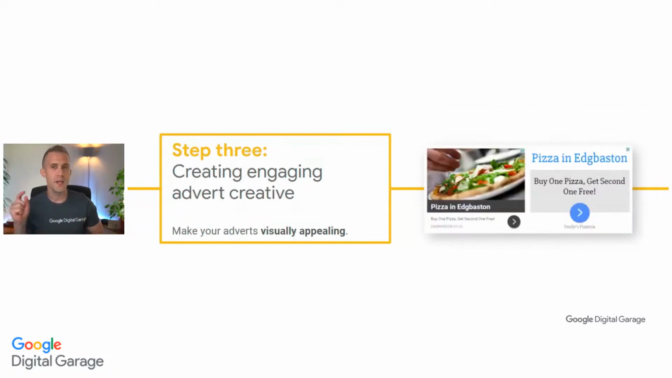Step number 3 is going to be creating engaging adverts, so making your adverts visually appealing. This is different from search advertising, because search advertising has a main headline and a few lines that follow. Display advertising is all about that visual appeal. Particularly if you had a pizza, maybe you'd show a pizza like you see right now, or a pizza with cheese melting off, whatever it may be, to capture the attention, and then have a couple of simple headers, which is pizza in Edge Boston, buy one, get one free. If I was close by, I might even go ahead and buy it.